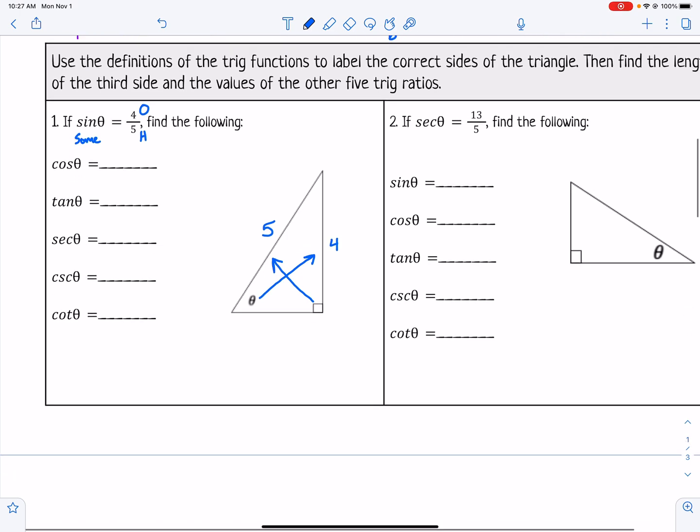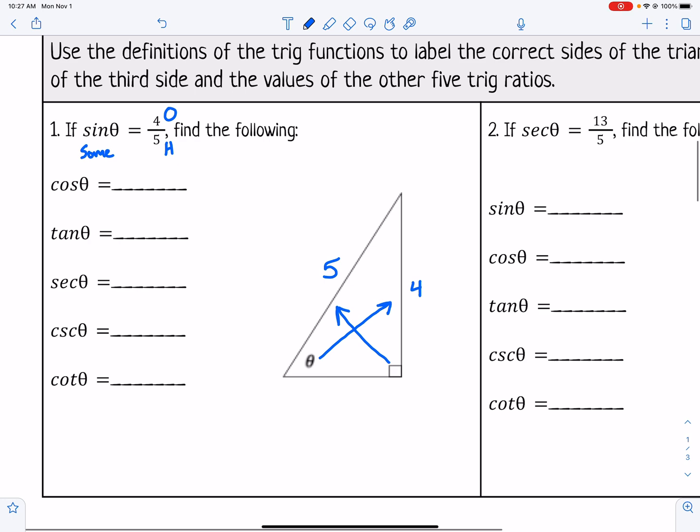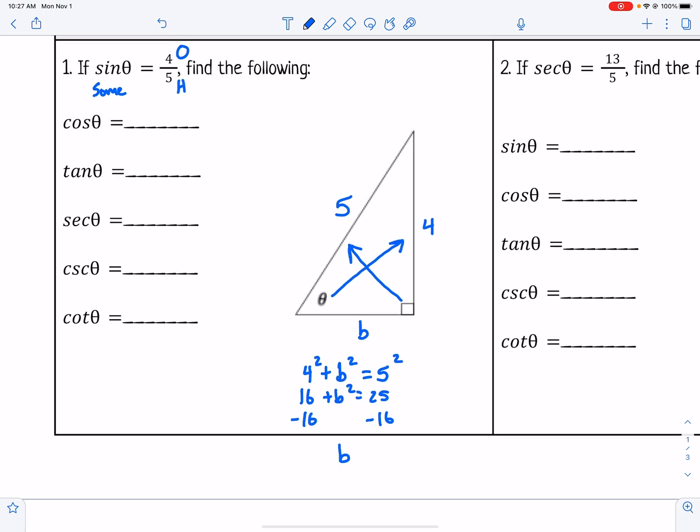So let's set up Pythagorean theorem to solve for the missing side. So I'm going to say 4 squared. I'm just going to call this missing side b. So 4 squared plus b squared equals 5 squared. So 4 squared is 16. 5 squared is 25. I can subtract 16 from both sides and I get b squared equals 9. And then I need to take the square root of both sides and I get 3. So the missing side, which I just labeled as b, is equal to 3.